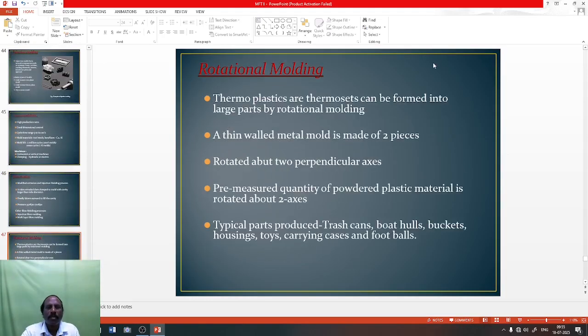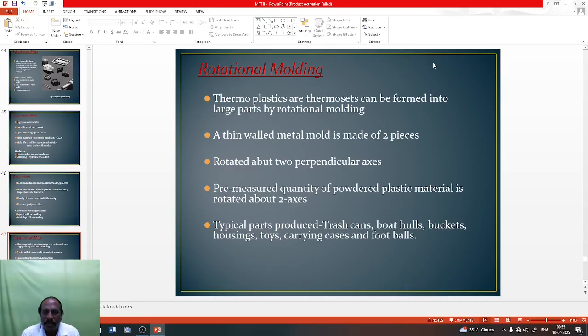Rotational molding. Thermoplastics or thermosets can be formed into larger parts by rotational molding. A thin-wall metal mold made of two pieces is rotated about two perpendicular axes. A pre-measured quantity of powdered plastic is placed in the mold, which is rotated about the two axes. Typical parts produced are trash cans, boat hulls, buckets, housings, toys, carrying cases and footballs. This type of process is known as rotational molding.